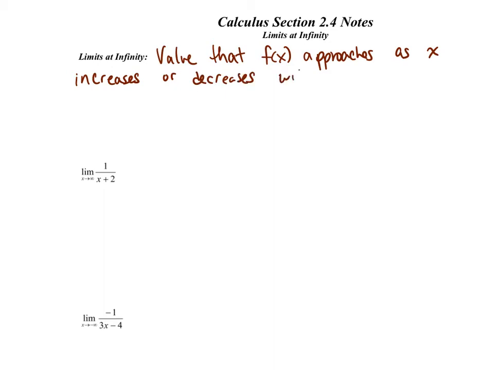without bound. So if x keeps getting bigger or smaller and smaller, which when it gets smaller it's getting more negative, then what happens to the graph? What happens to the function? Where does f of x, where do the y values go? So in general we write this, the limit as x goes to infinity or negative infinity of some function.